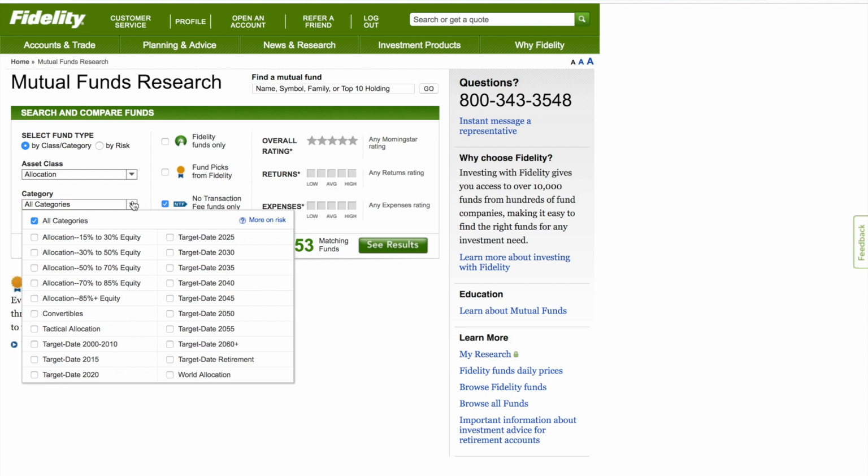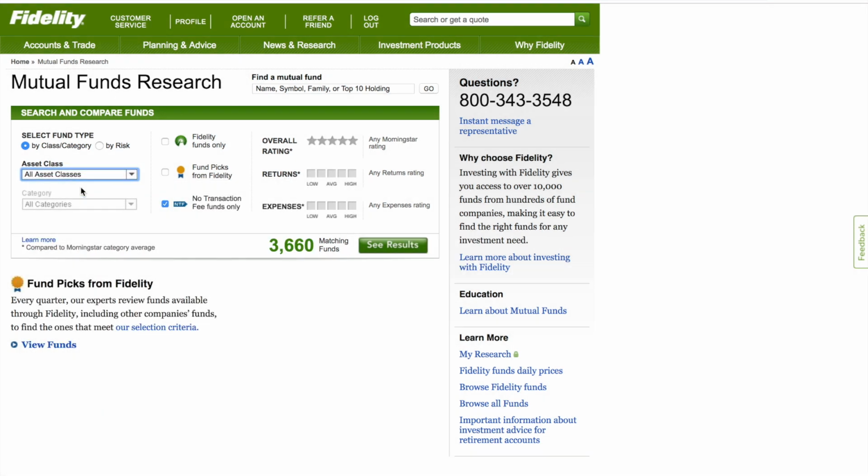Now, let's go back to all asset classes. Fidelity offers their individual mutual funds, such as Fidelity Funds account. So if you wanted to go ahead and search for those, you can basically just check mark. And Fidelity also offers fund picks from Fidelity, which narrows your search down. But let's just say that you wanted to keep a simple search.